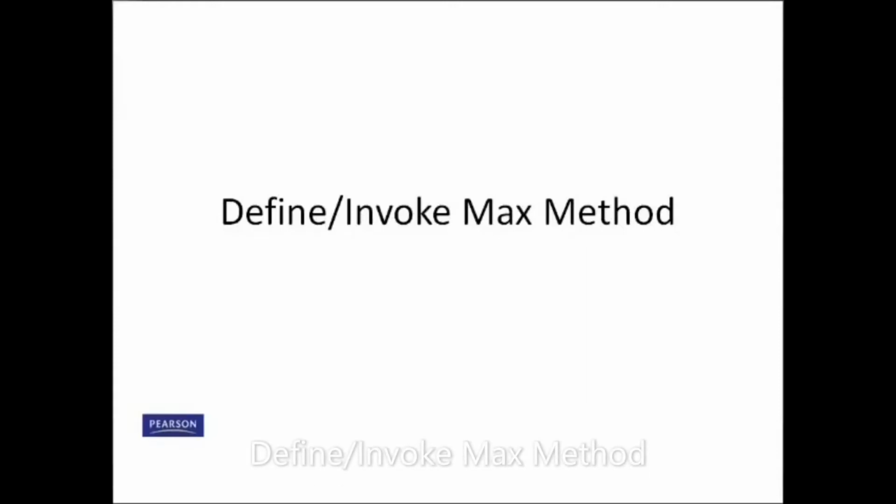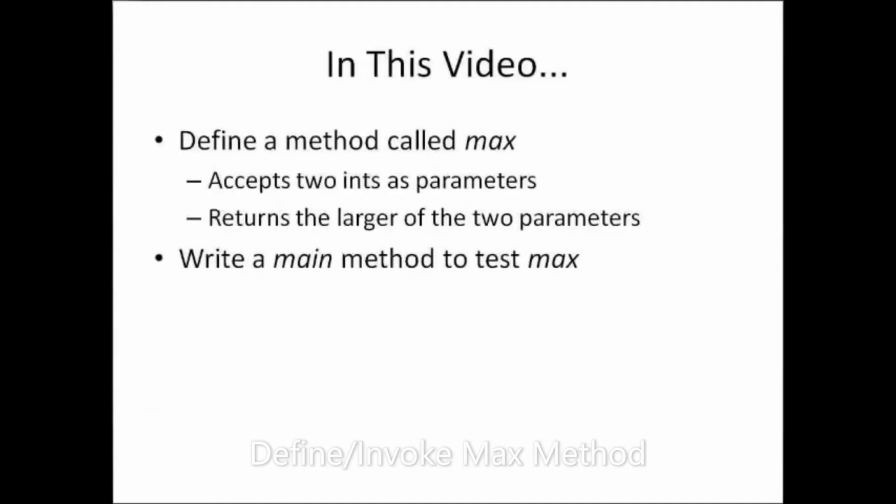Hello everyone, in this video we're going to look at how we can define a method and then invoke that method in our program. So what we're going to do is write a method called max. Max is going to accept two ints as parameters and then it's going to return the larger of the two parameters. And then we're also going to have a main method to test this method that we've just written.